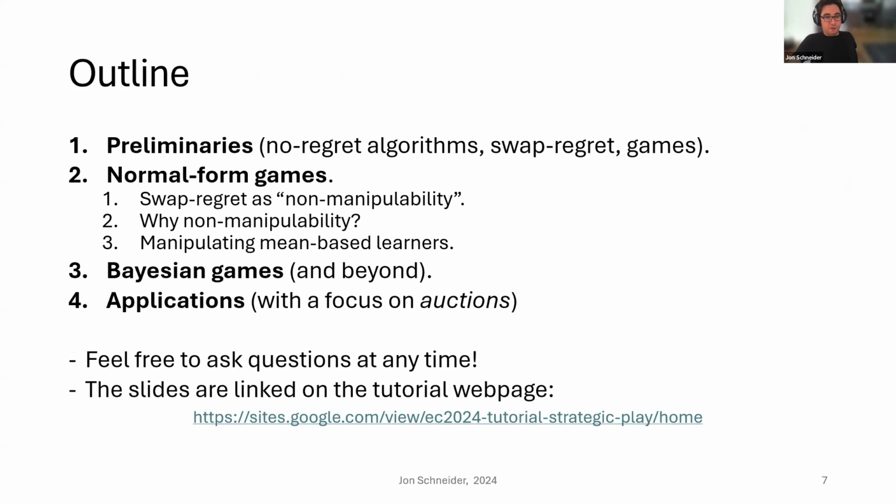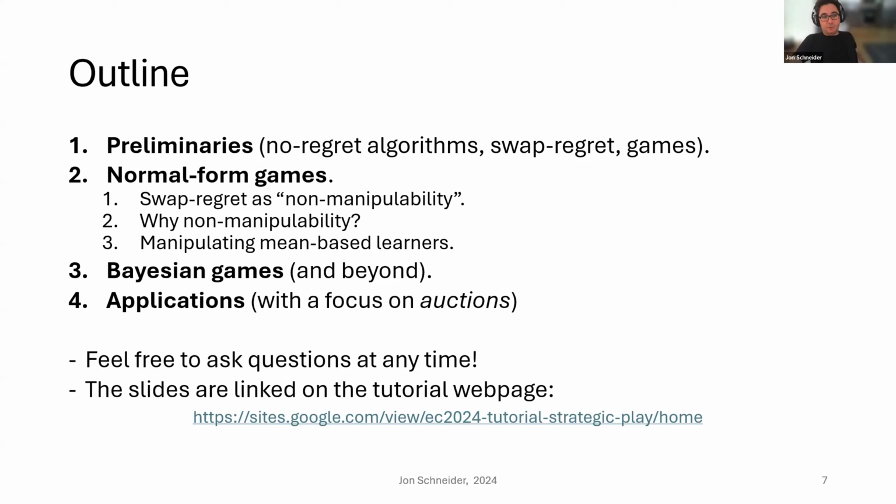So here's a very high level outline of what we're going to cover. I'll begin by going over some preliminaries again, like what does it mean to use a learning algorithm in a game? What's a no regret algorithm? What's swap regret? And then for the bulk of the talk, I'm going to talk about the case of repeatedly playing normal form games, which I think is the case that we understand perhaps the best right now.